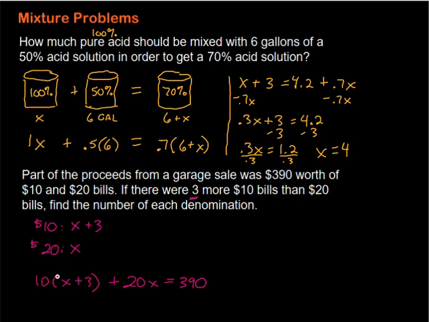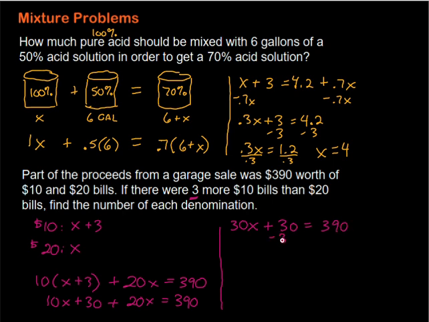Okay, then we're going to go ahead and distribute and solve. So take that 10 through there. We end up with 10x. 10 times 3 is 30. So we have 30 plus 20x equals 390. All right. Then we got some like terms. Yep, some x stuff. So there's 10x and 20x would be 30x. And then we've got the 30 there still. So plus 30 equals 390.